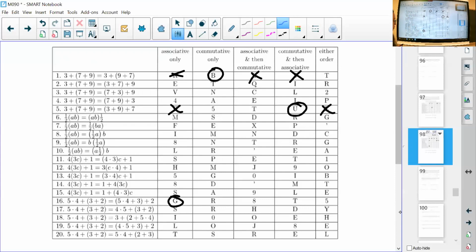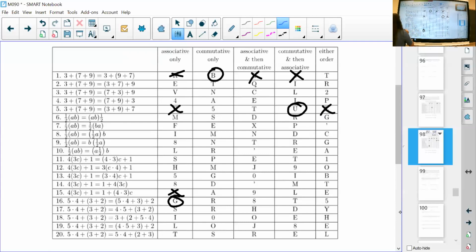Okay, one more, let's do 15. Okay, this is correct. It just didn't match with what I had on the other page. So 16 is associative only. 15 though, 4 times 3c plus 1 is 1 plus 4 times 3c. Something changed, it's not associative only.